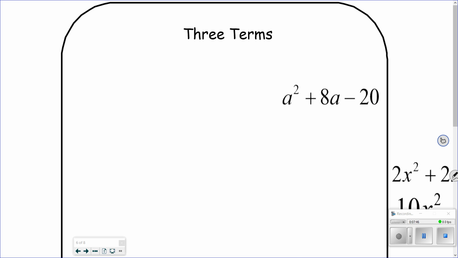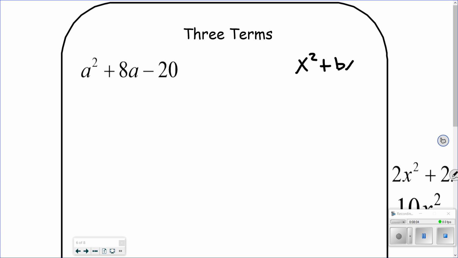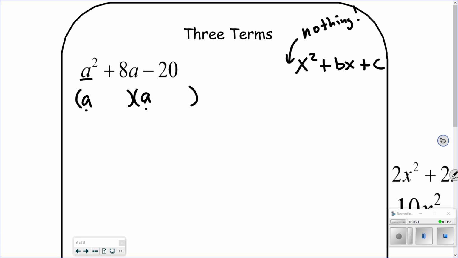3 terms are probably the most complicated. There's 2 different types of 3 terms. The first one is, if I have this, a squared plus 8a minus 20, this is the easier type. If there's nothing in front of the a squared, so if it looks like x squared plus bx plus c, it's pretty easy. All I do is my 2 sets of parentheses. These are the ones most of us are really good at. I just take a and a, right? What do I multiply together to get a squared? And then I have to multiply those to get negative 20.